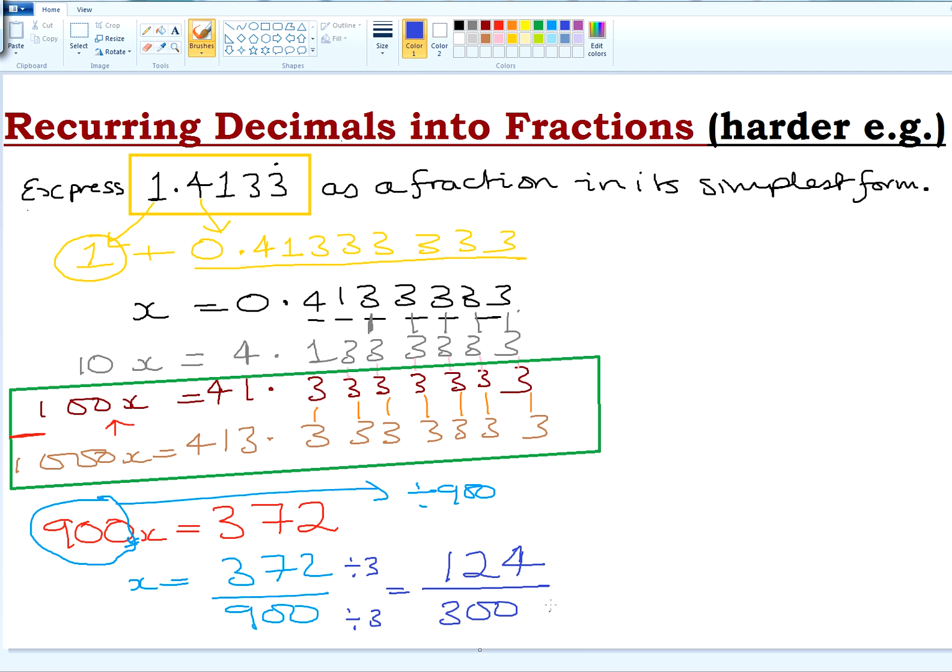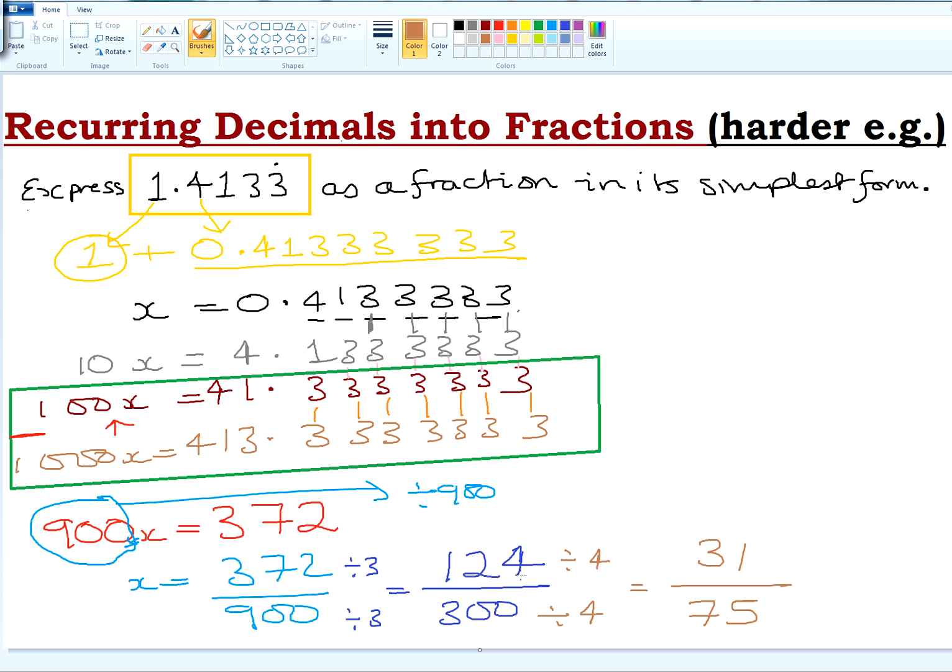Now, the top and bottom number now will further divide again. What can we divide them by? They will both divide by 4. Now, how many 4s do we have in 300? To divide 300 by 4, we halve it and halve it again. 300 divided by 2 is 150. 150 divided by 2 is 75. And the top number, if we divide that by 4, that will give us an answer of 31.